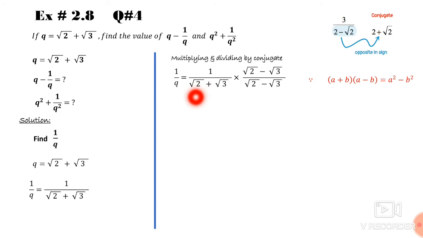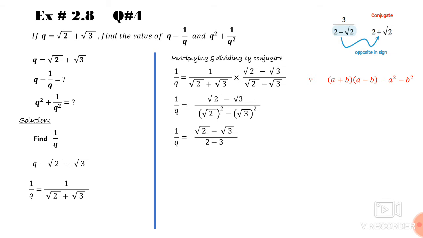Square root 2 is used as a and square root 3 is used as b. Putting the values in the formula, we will get square root 2 square minus square root 3 square, and the numerator is multiplied directly. Square and square root will be cancelled, square and square root will be cancelled. We are left with 2 minus 3 in the denominator. 2 minus 3 is minus 1. We do not write 1 in the denominator, so only minus sign is left.